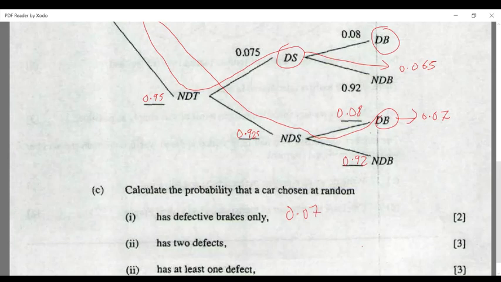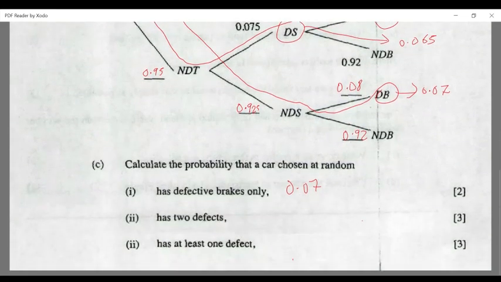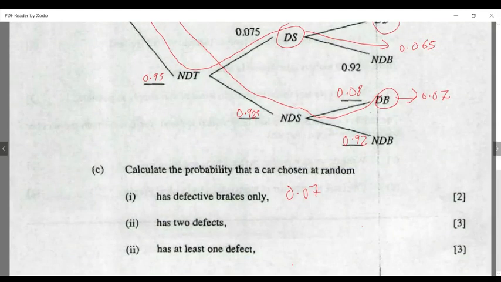I'll just confirm that real quick. 0.95 times 0.925 times 0.08. Yep, 0.07. This is the only solution you can get. So what if you have 2 defects?